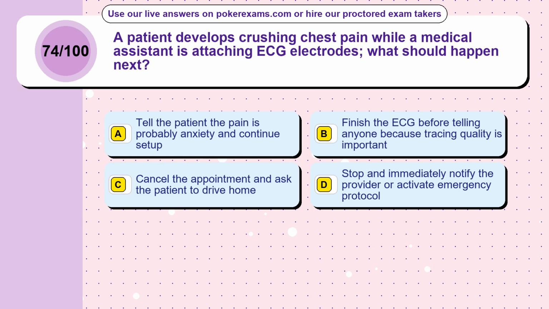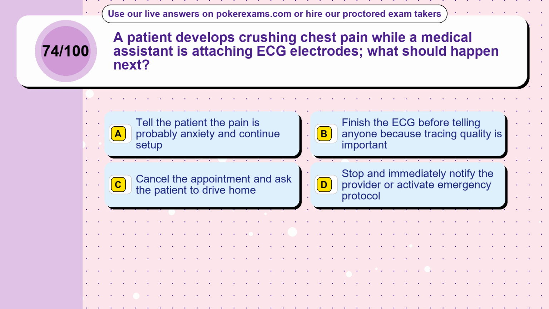Question 74. A patient develops crushing chest pain while a medical assistant is attaching ECG electrodes. What should happen next? Option A. Tell the patient the pain is probably anxiety and continue setup. Option B. Finish the ECG before telling anyone because tracing quality is important. Option C. Cancel the appointment and ask the patient to drive home.